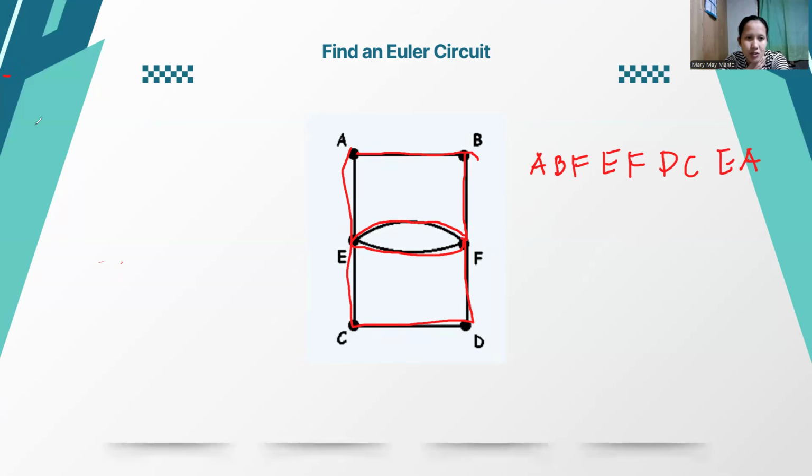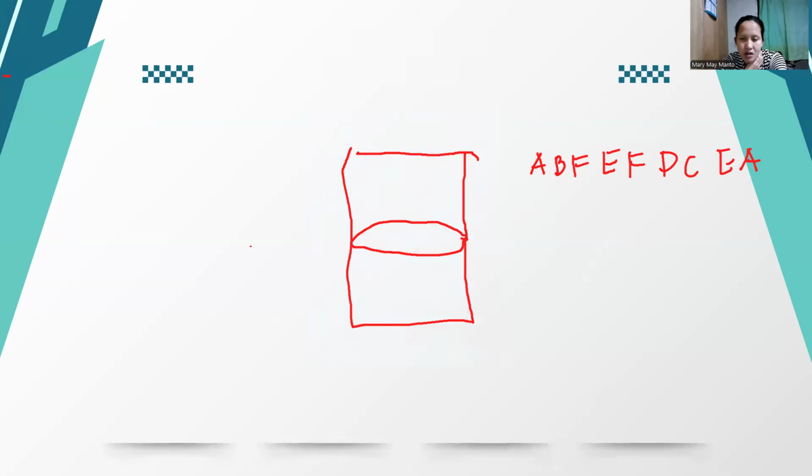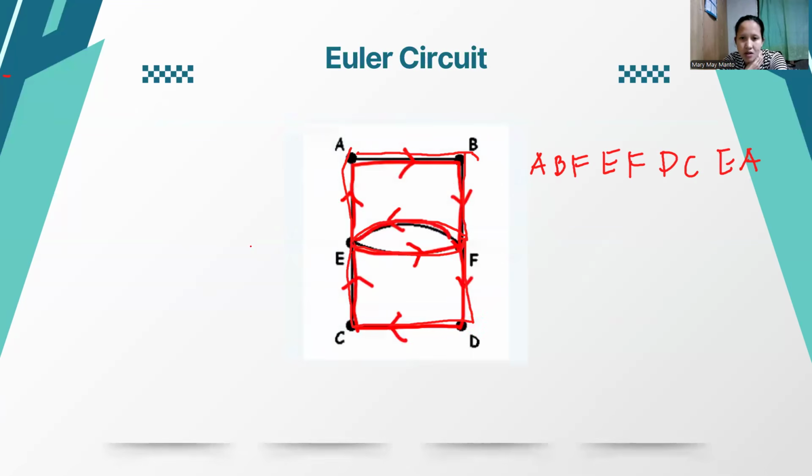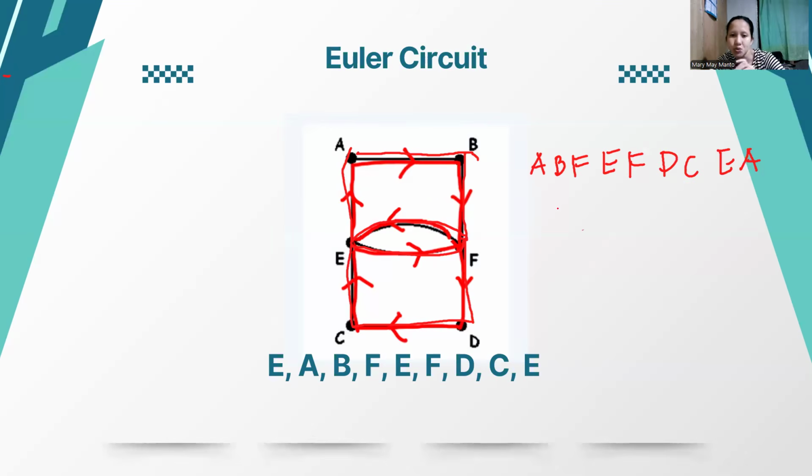Let's try to see if our answer is correct. Okay. That's another way. It is possible, and this is still correct, class. By the way, there are many possible Euler circuits that you can find. So our answer is still correct because we're able to travel all the edges once and we go back to our starting point.